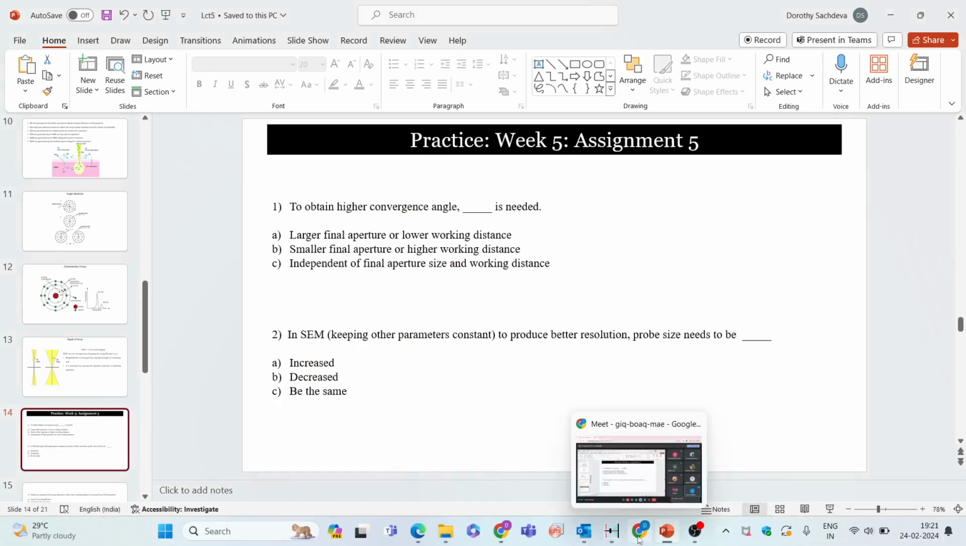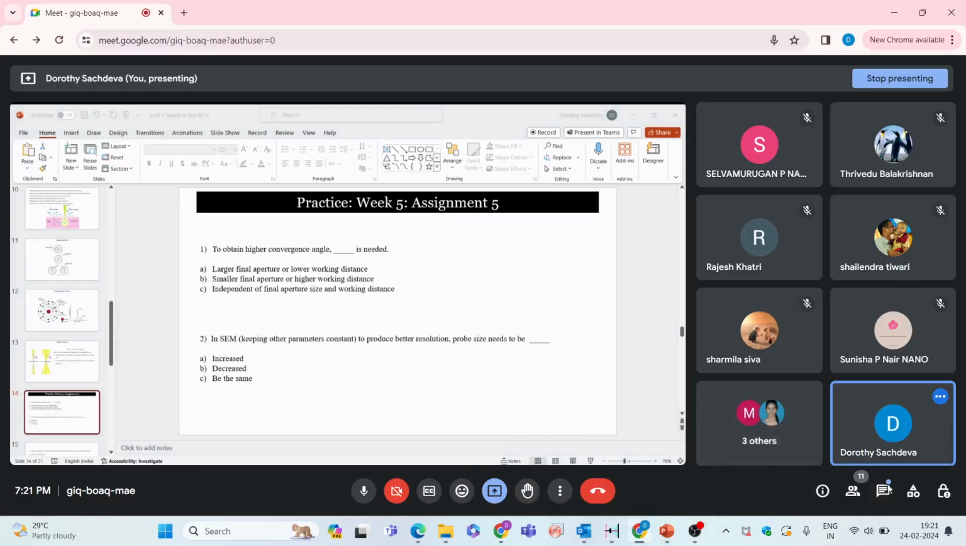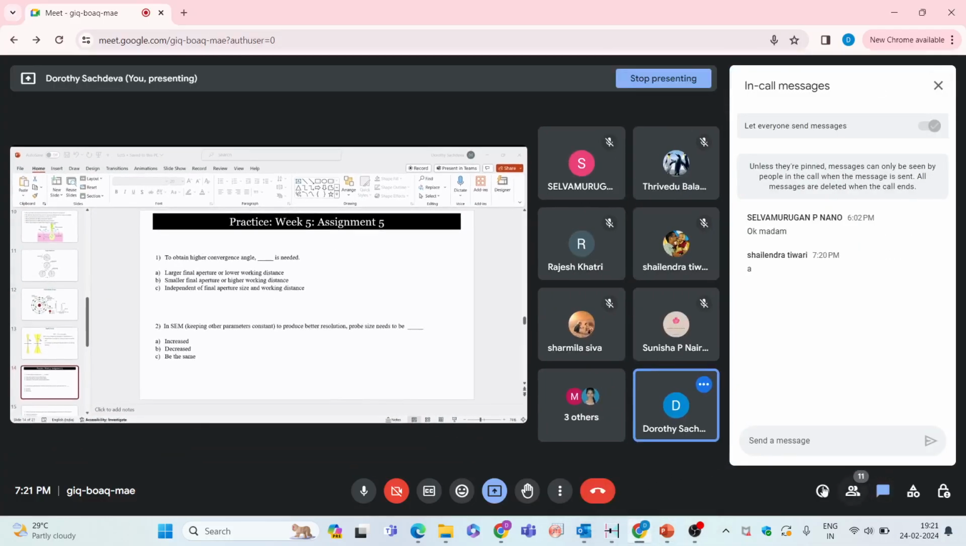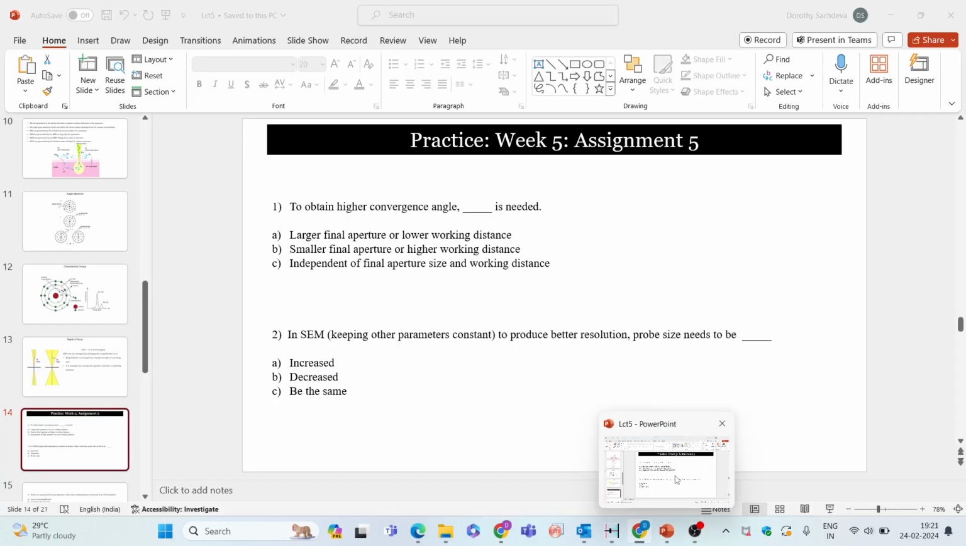I heard some message sound. Option A, higher convergence angle we need.